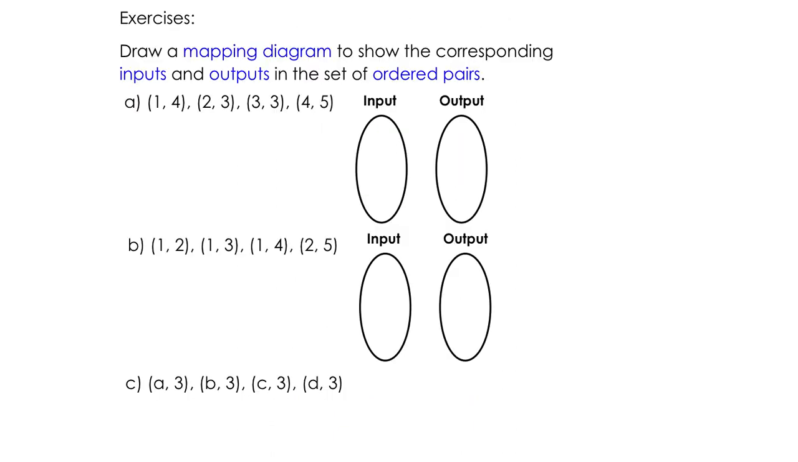So what I'd like you to try on your own is draw a mapping diagram to show the corresponding inputs and outputs in the set of ordered pairs. So here's the first set of ordered pairs. Turn that into a mapping diagram. Here's the second set. Here's the third set. See if you can create mapping diagrams for each set of ordered pairs. So pause the video and try this. See how you do.